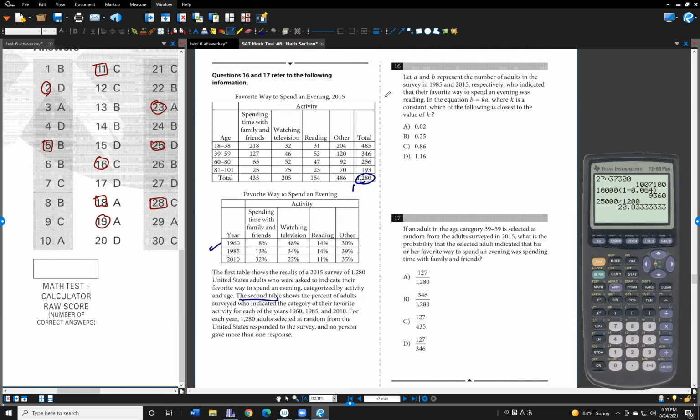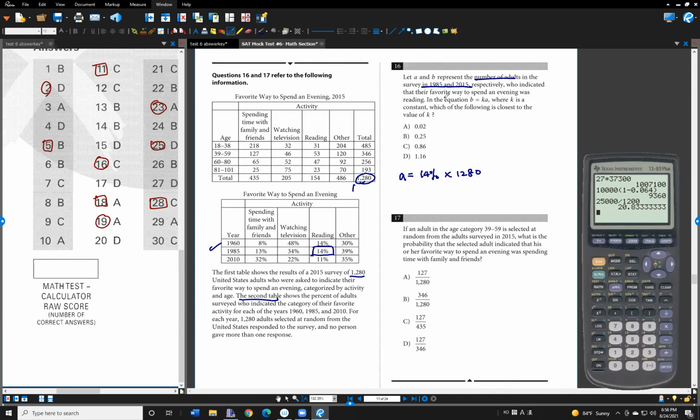The next one, take a look at the question. A and B represent the number of adults in the survey. In 1985, the number of survey respondents who indicated that their favorite way to spend an evening was reading: in 1985 it's 14%. This is A equals 14%. Actually it's a number of adults, right? 14% times the total number, which is 1280, you know? That is the number of adults.